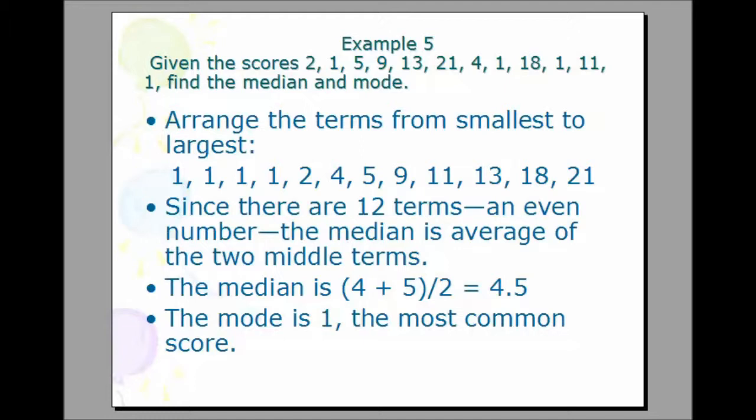Example 5. Given the scores 2, 1, 5, 9, 13, 21, 4, 1, 18, 1, 11, and 1, find the median and the mode. Arrange the terms from smallest to largest. When we do that, we have four 1s, a 2, a 4, a 5, a 9, 11, 13, 18, and 21. Just as a hint, count the number of scores in the problem and then the number of scores the way you've arranged them to make sure that you didn't make a mistake. Since there are 12 terms, an even number, the median is the average of the two middle terms. The median is 4 plus 5 divided by 2, which is 4.5. The mode is 1, which is the most common score.